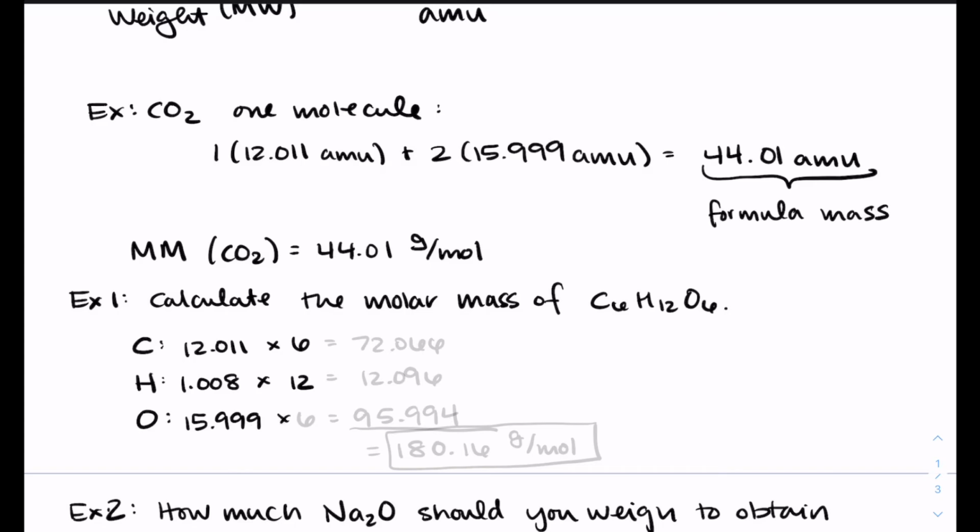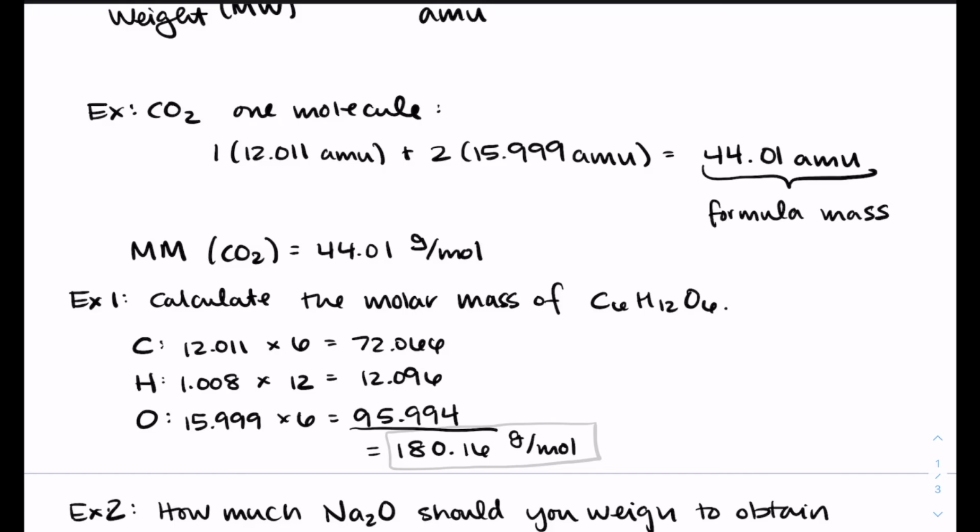I've given the individual results of those multiplications here. You don't necessarily need to do that, but it's a good check for your calculation. And when you add these up, the molar mass is 180.16 grams per mole. Now, why do we need this?